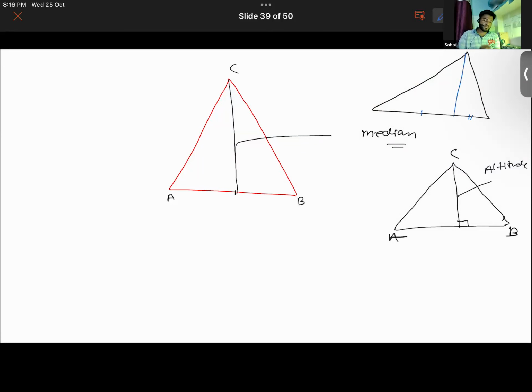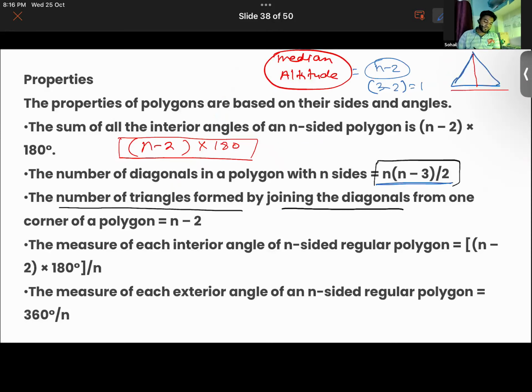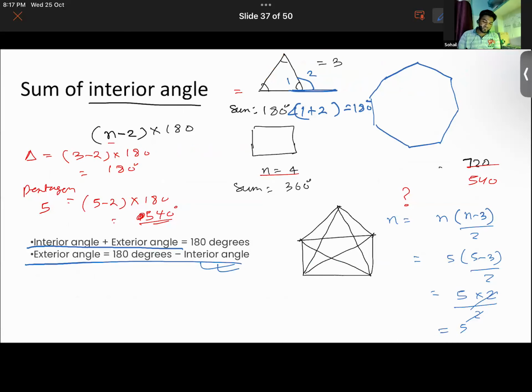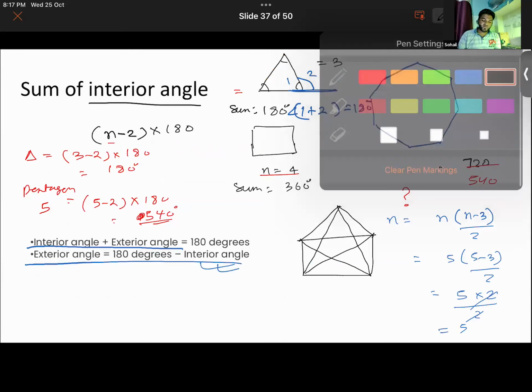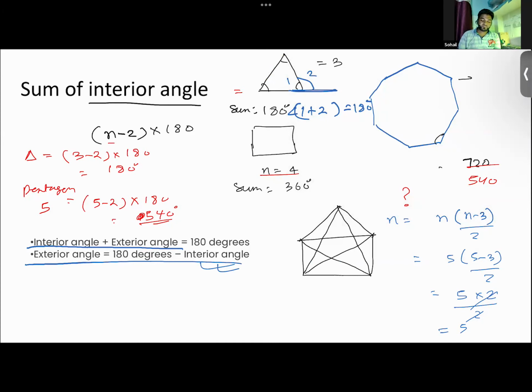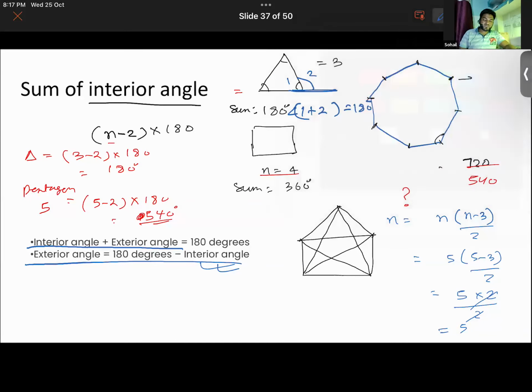Yes, sir. Okay. Now, another formula: the measurement of each interior angle of an n-sided regular polygon is n minus 2 into 180 upon n. Right? If you were to find the measurement of each interior angle of this polygon over here, what is the name of this polygon? What do we call it? Which one? This one over here. It's a hexagon. No, it's an octagon. 8 sides. It's an octagon.